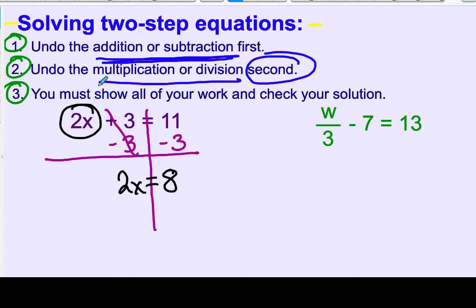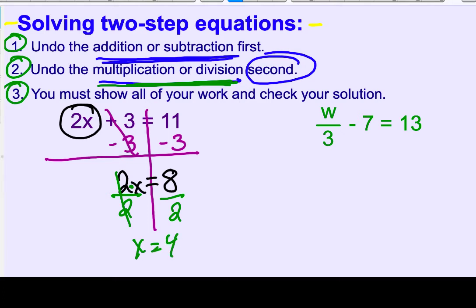Now I come back and take care of the multiplying and dividing. So again, focus on your variable. 2x means 2 times x. So I'm going to do the opposite. I'm going to divide by 2, but I got to treat both sides of my equation equally. 2 divided by 2 cancels out, and I'm left with x. 8 divided by 2 is 4.